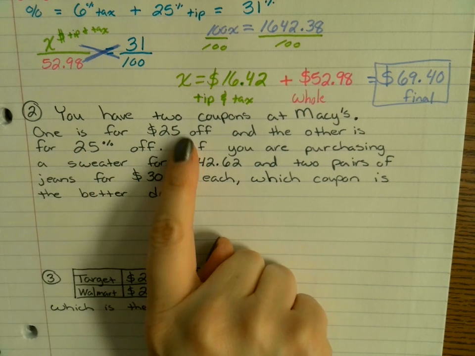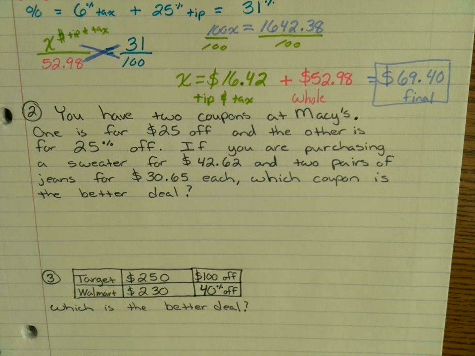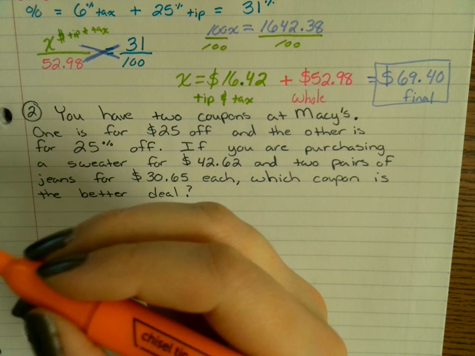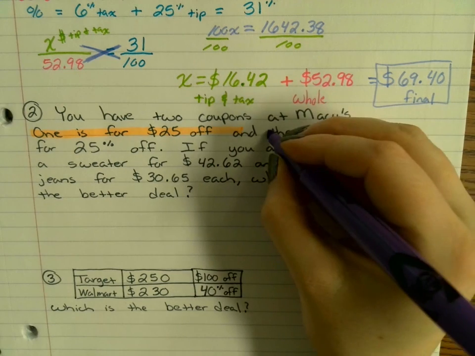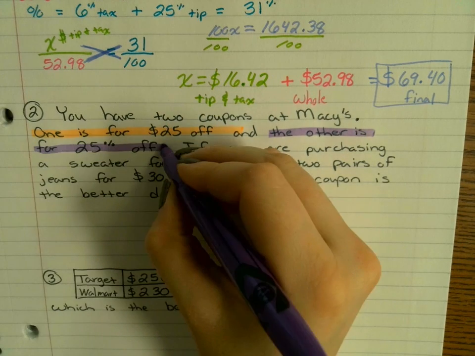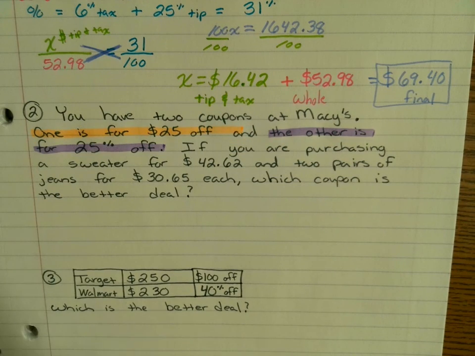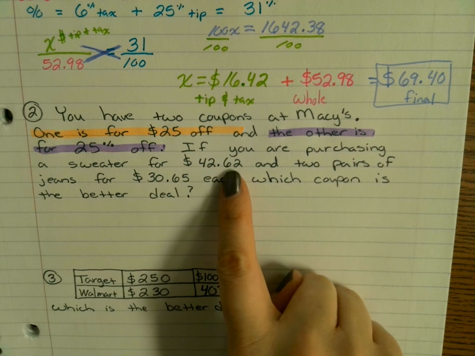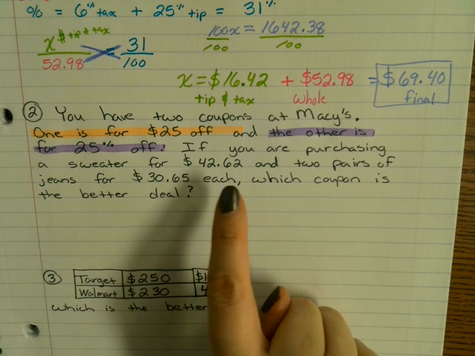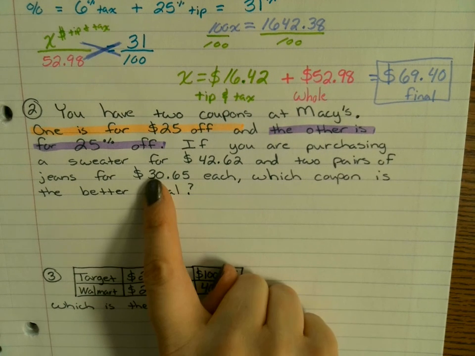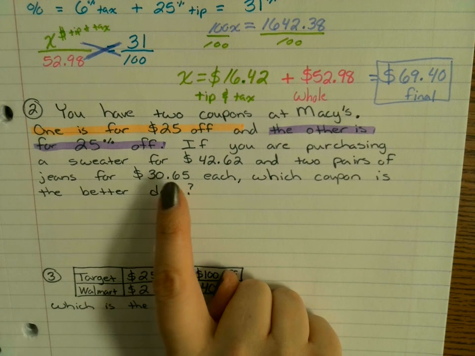So one of the coupons that we have is for $25 off. That's an easy thing to figure out. We just take 25 away from whatever our whole cost was. The other one is 25% off. That one is where we have to figure it out by setting up the proportion. So those are 2 different setups. Now, we're purchasing a sweater for $42.62 and 2 pairs of jeans for $30.65 each. So we're not just spending $30.65 one time, we're spending it twice.